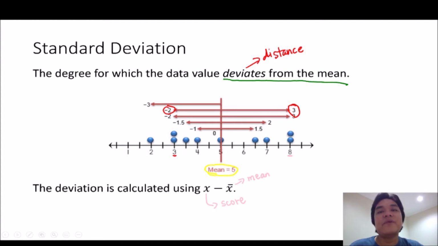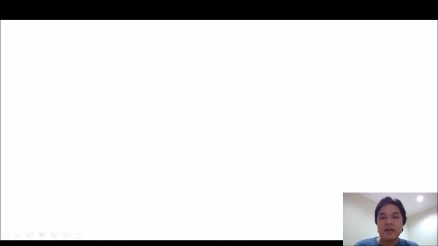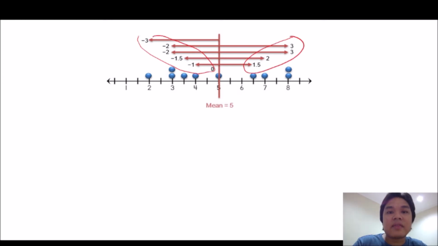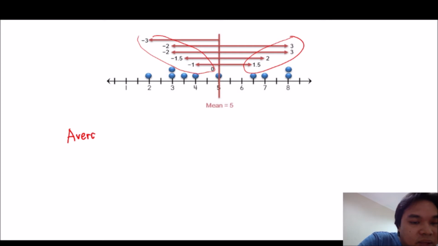One way of doing this is getting the average deviation of all the scores. So let's say we're going to get the average of all the deviations. What we will do is add all these numbers and then divide by 10, since we have 10 scores in our data set. Let's call it the average deviation in the meantime.